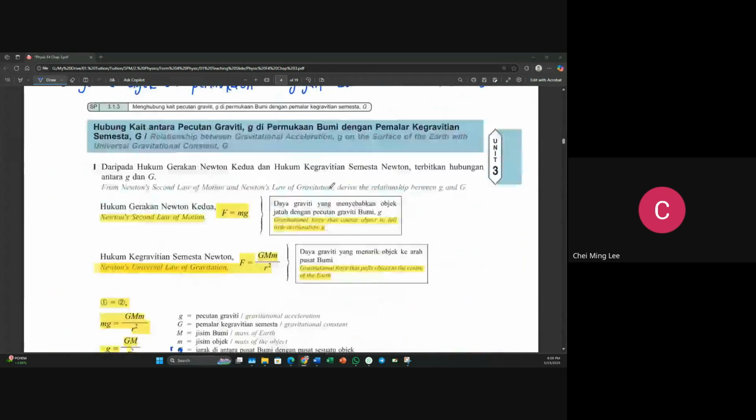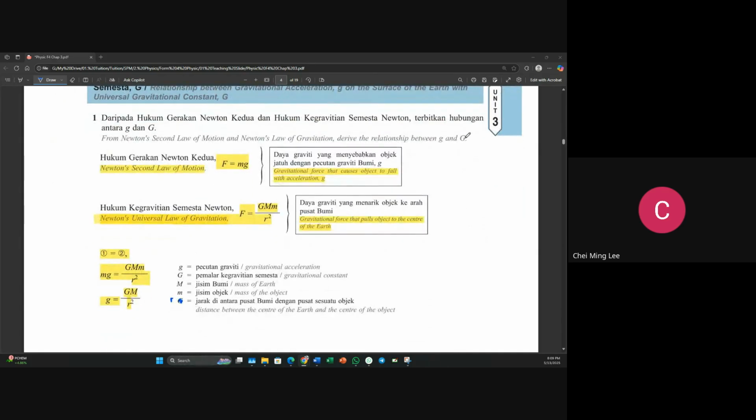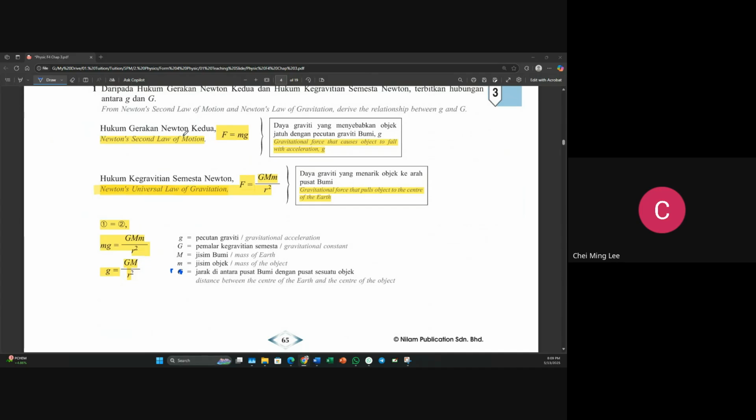Now, let's see from Newton's second law of motion and Newton's law of gravitation. We try to derive the relationship between the gravitational acceleration and G, the gravitational constant. According to Newton's second law of motion, F equals mg, the gravitational force that causes the object to fall with acceleration g. Then Newton's universal law of gravitation, F equals GMm over r squared, is the gravitational force that pulls the object to the center of the Earth.